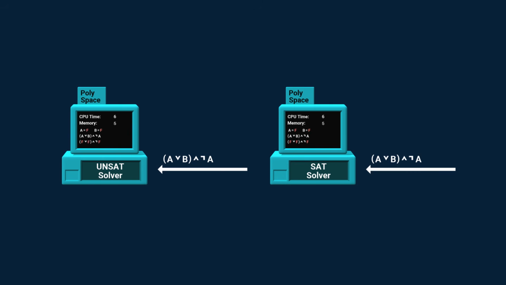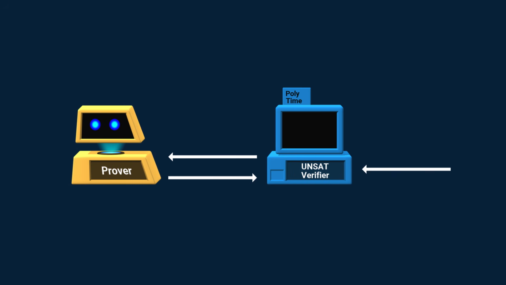And here's another language, unsat. It is the complement of sat, the set of all contradictions, formulas that are not satisfiable. It is believed to be outside of NP. Let's see why. The solvers of sat and unsat are identical, except their answers are flipped. But the verification game is completely different. The prover's goal is to prove that the input is a member of the language, but now this means it needs to prove a formula is not satisfiable, and the proof should be verifiable in polynomial time. It is believed there's no such proof.